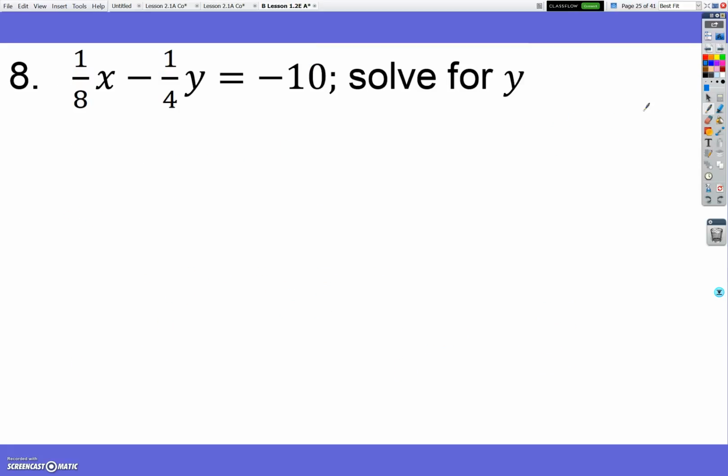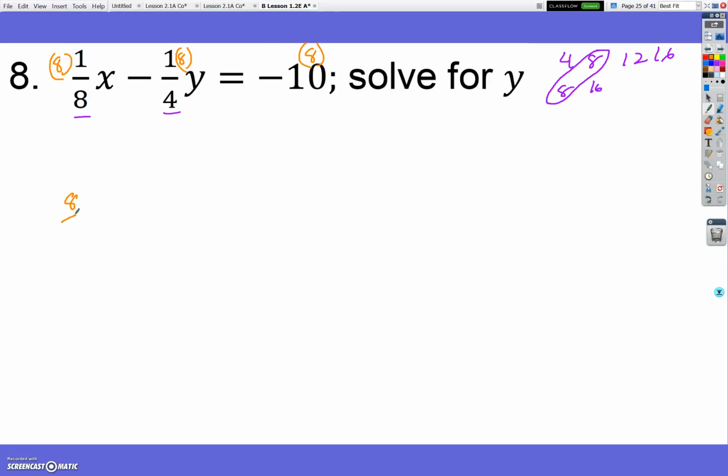Alright, next one. Let's go and look at this one. This one has a lot of fractions on it. So what we're going to do is use a fraction buster. First thing I do is I look at my denominators, which are 8 and 4. And I look at the multiplication tables of 8 and 4, and I notice my very first number off the bat they have in common. Therefore, that is the number I'm going to use to clear the fraction. So I'm going to multiply each and every term by 8.